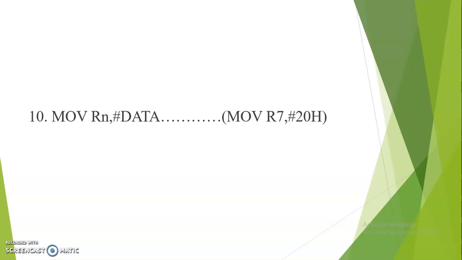Next combination is MOV Rn, #data. This instruction will copy the immediate data given in the instruction to the register Rn of the selected register bank. Example we will see: MOV R7, #20H. This will copy 20H. 20H is an immediate value because the hash is written. So 20H it will copy to R7 of the selected register bank.